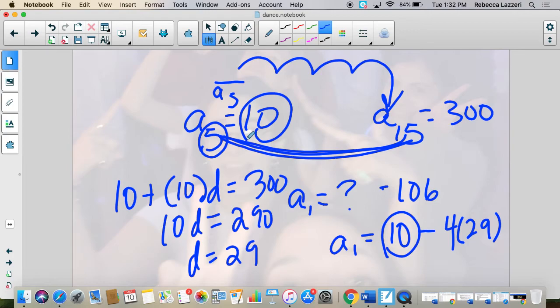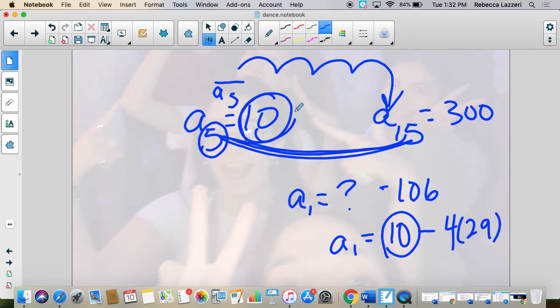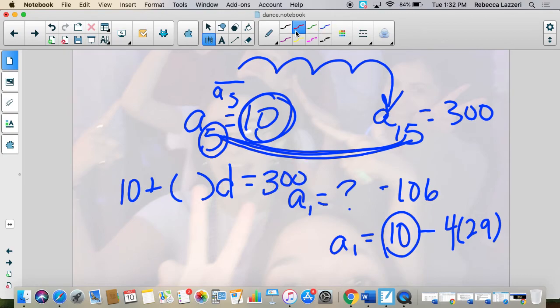Wait, why is the 10d though? Just because a sub 5 is 10? Okay, let's do it again, Ava. I'm starting at the number that I was given, which is 10. I know it's the 5th term. I don't know what I'm adding by to reach 300. But how many times do I have to add to get from 5 to 15? That's 10 times. So those were 2 different 10s.